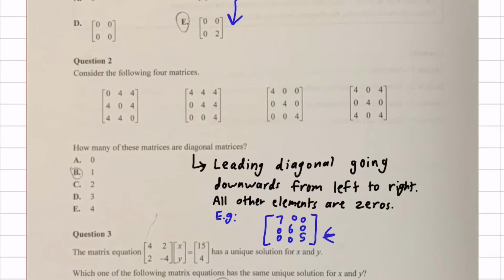So basically, if you look at the other matrices, the only one that has a leading diagonal going down from left to right with all the other elements surrounding it being zeros is this one over here. So therefore, there's only one, and B is the solution.